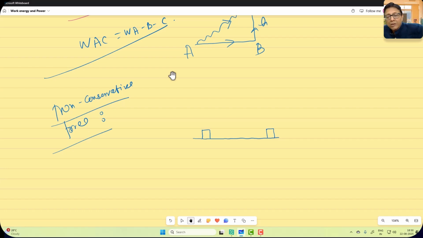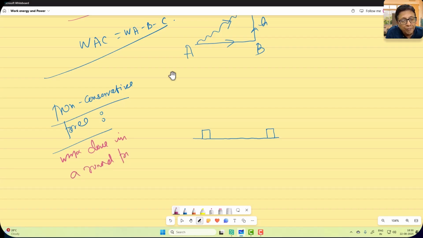Non-conservative force. Non-conservative force means work done, the first definition I can write here, in a round trip is not equal to 0. Okay? So, from the point A to the point B you are taking the object where there is friction.